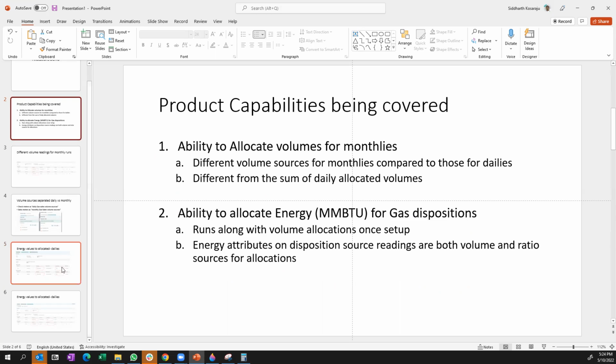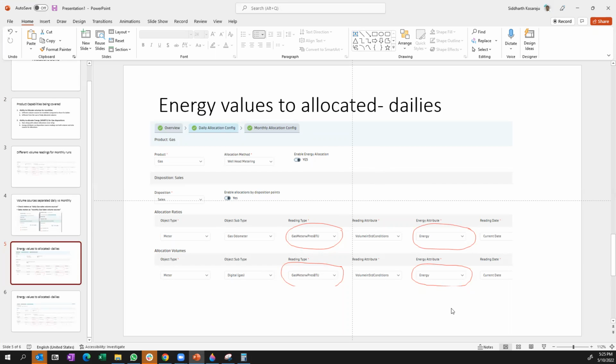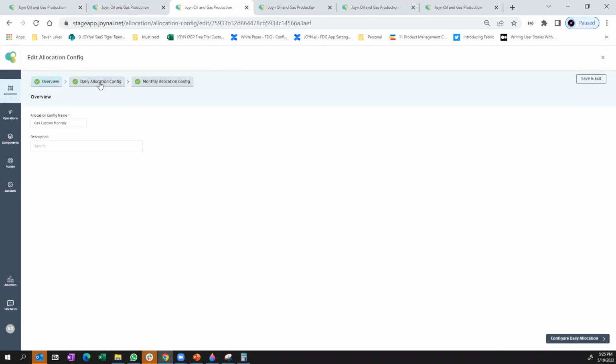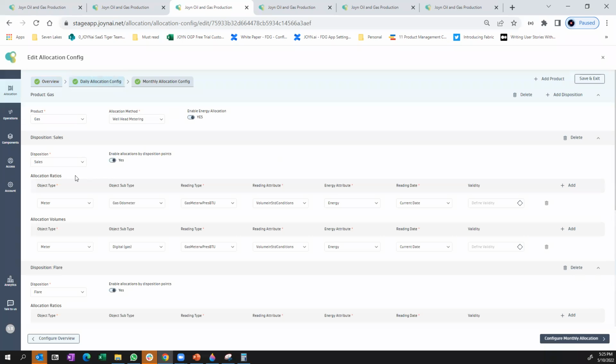So to enable this capability, we have added the capability within the allocation config where the user can configure which attribute on the meter readings or on the object readings would be the source of gas energy numbers, which could be both ratio sources as well as volume sources to be used in an allocation run. So a standard volume allocation would essentially have a volume attribute which we need to configure for every object, which could be an allocation ratio source.